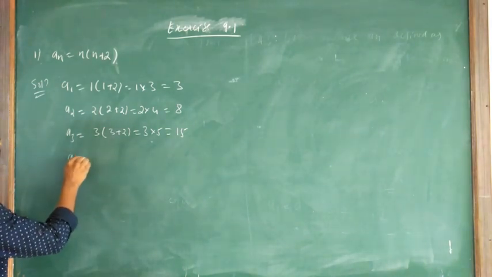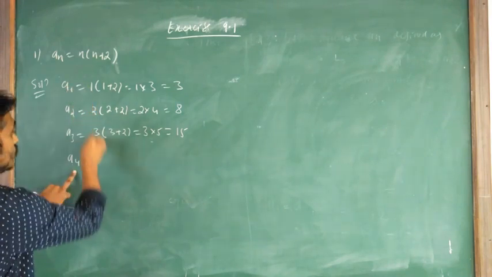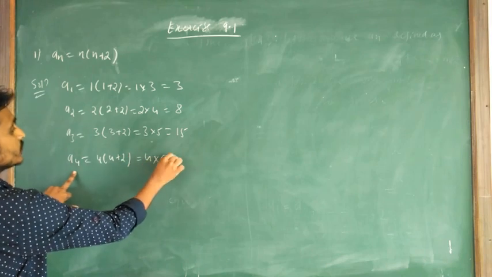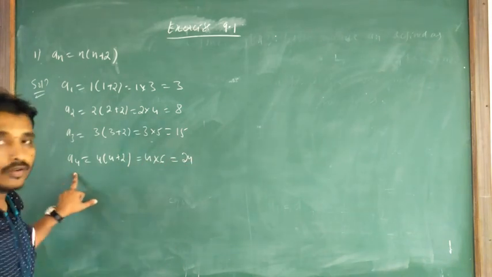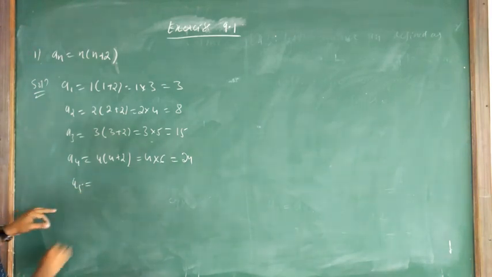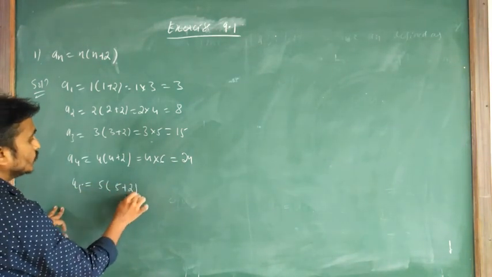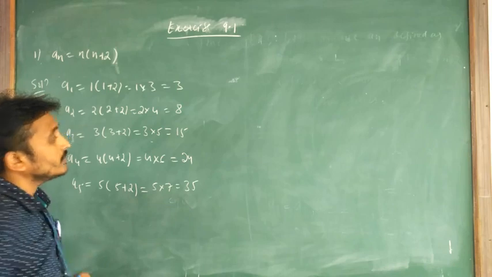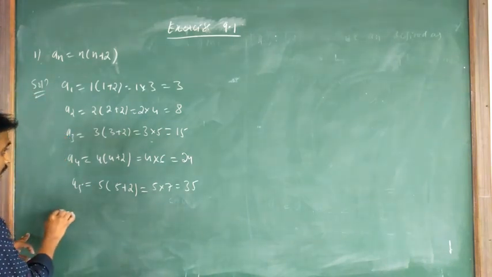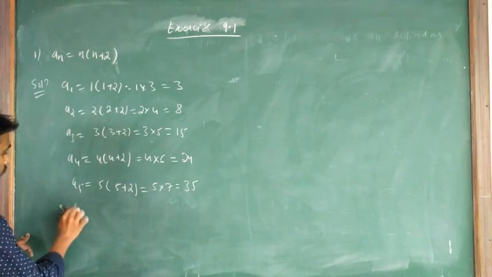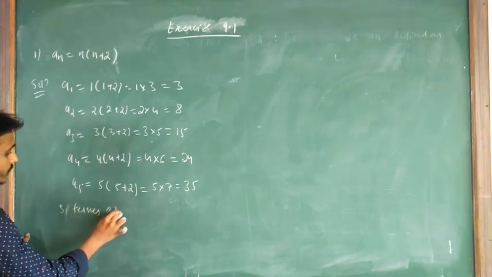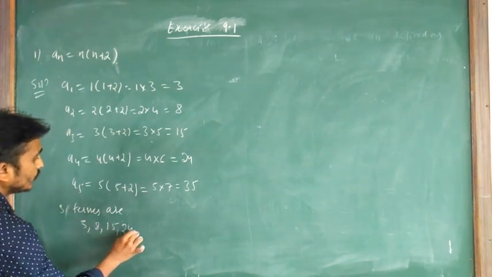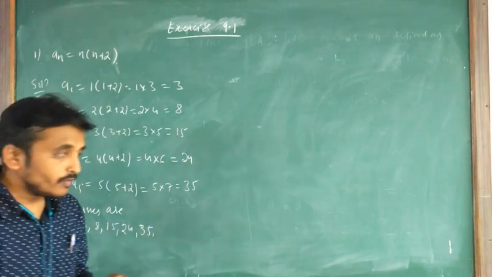Fourth term, A4 equals 4 into 4 plus 2, which is 4 into 6 equals 24. Fifth term, A5 equals 5 into 5 plus 2, which is 5 into 7, equals 35. So the first 5 terms are 3, 8, 15, 24, 35.